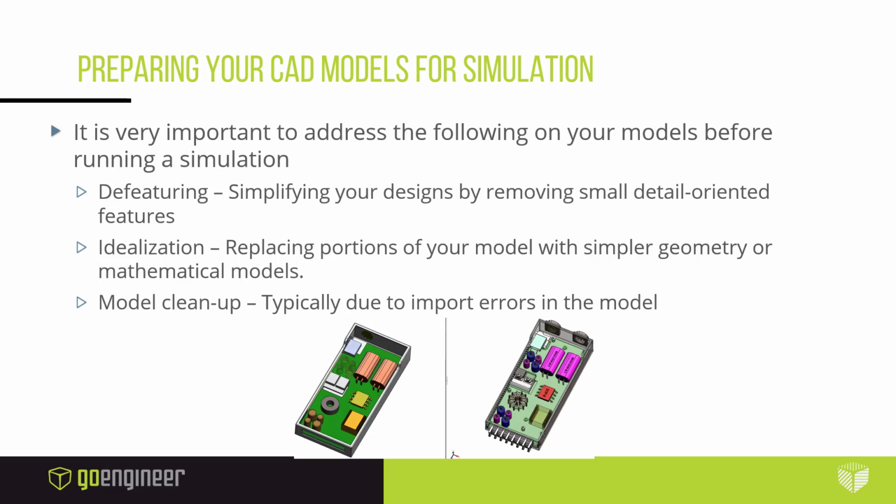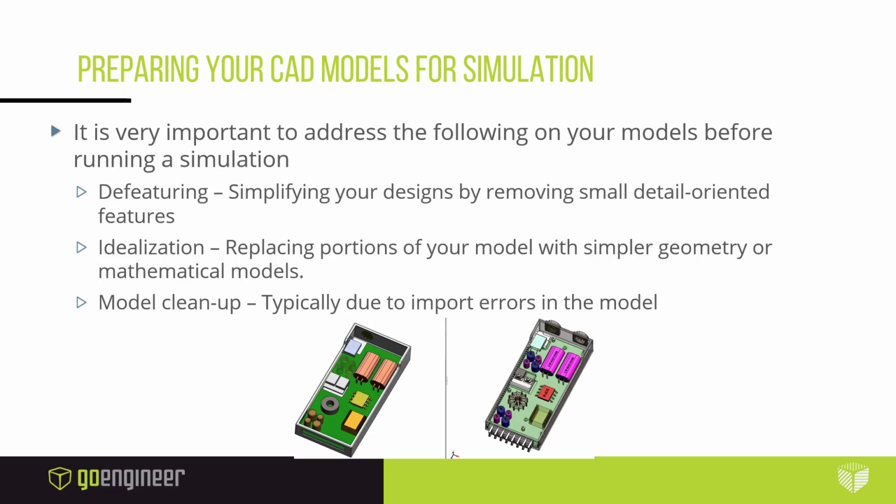The second way we can address a model is by idealization. Idealization is the process of replacing a more complex component or portion of your model with a simplified one. This can be done with the replace component command in SOLIDWORKS, or it can be done by Flow Simulation, such as by using the fan definition or porous media definition in the project setup instead of the actual model geometry.